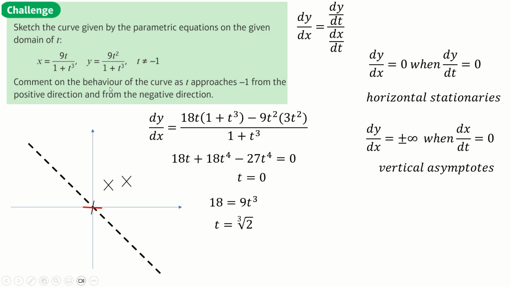If you put the cube root of 2 into here, you'll end up with 2 points that are slightly further back than 4.5 and slightly further up than 4.5. And so it ends up being roughly there, and you end up with a flat point there.